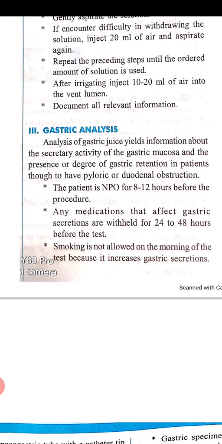So for the gastric analysis, the patient should be nil per oral for 8 to 12 hours before the procedure.